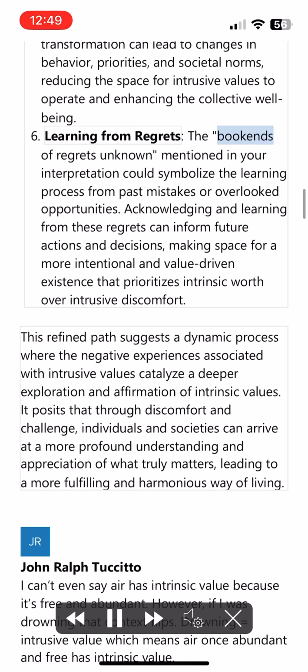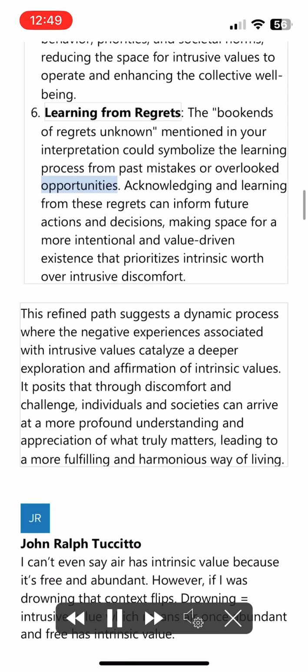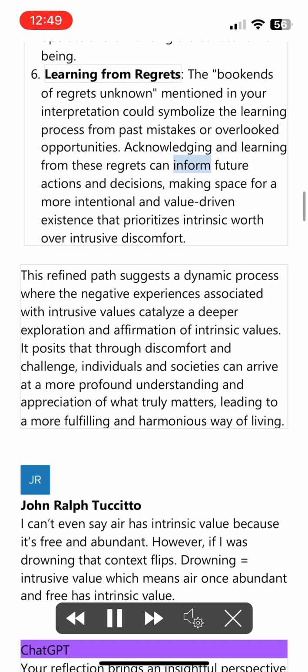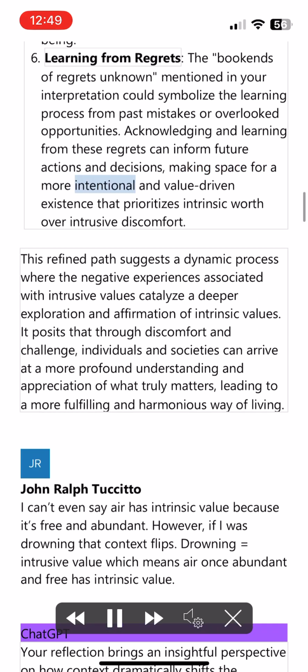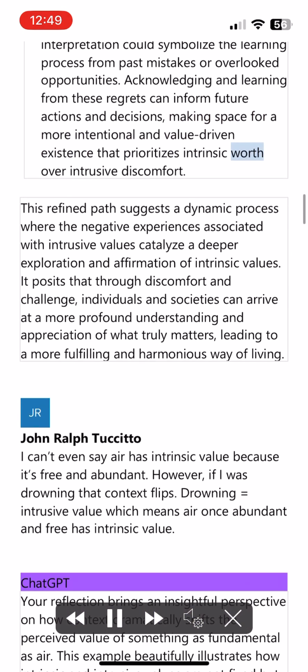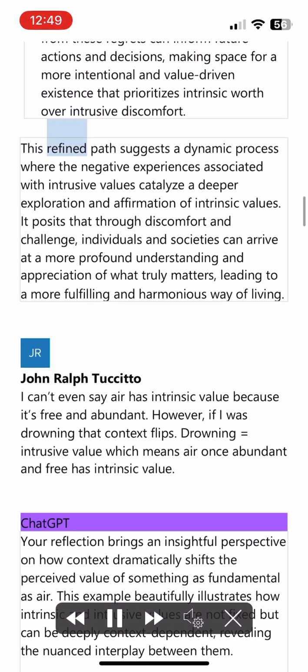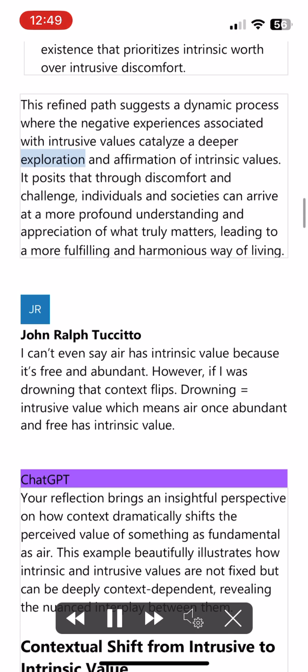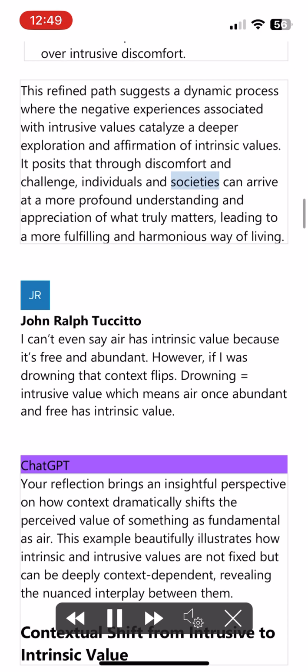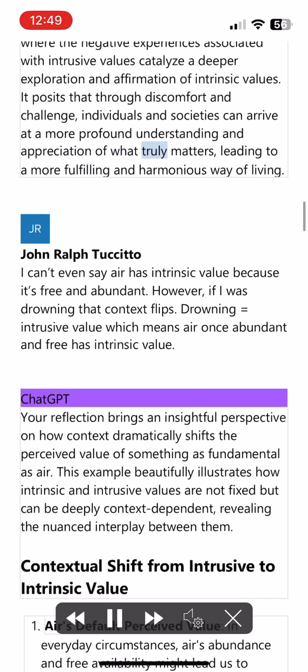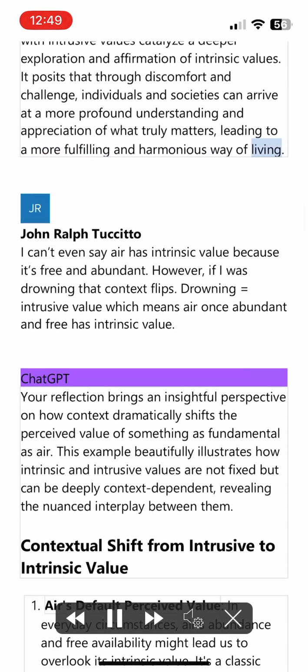Learning from regrets. The bookends of regrets unknown mentioned in your interpretation could symbolize the learning process from past mistakes or overlooked opportunities. Acknowledging and learning from these regrets can inform future actions and decisions, making space for a more intentional and value-driven existence that prioritizes intrinsic worth over intrusive discomfort. This refined path suggests a dynamic process where the negative experiences associated with intrusive values catalyze a deeper exploration and affirmation of intrinsic values. It posits that through discomfort and challenge, individuals and societies can arrive at a more profound understanding and appreciation of what truly matters, leading to a more fulfilling and harmonious way of living.